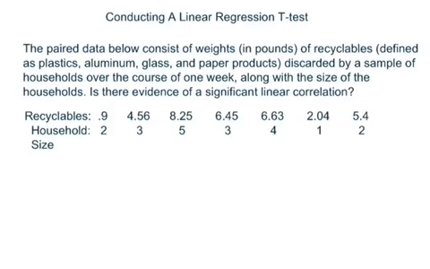In this video, we will be conducting a linear regression t-test. The paired data below consist of weights in pounds of recyclables, defined as plastics, aluminum, glass, and paper products, discarded by a sample of households over the course of 1 week, along with the size of the households. Is there evidence of a significant linear correlation?